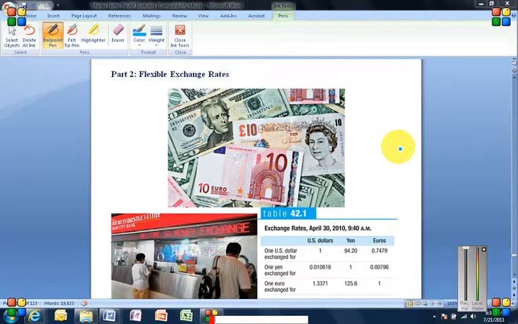Have you ever gone to another country? Well, if you've been out of the country, or even if you haven't, you're probably aware of the fact that when you travel, you need to change your currency, which should be the dollar, for another country's currency, because that's the currency that they're going to expect you to use when you're paying for goods and services.